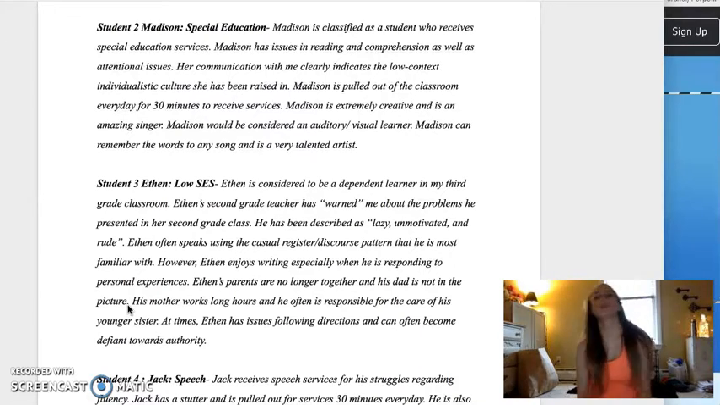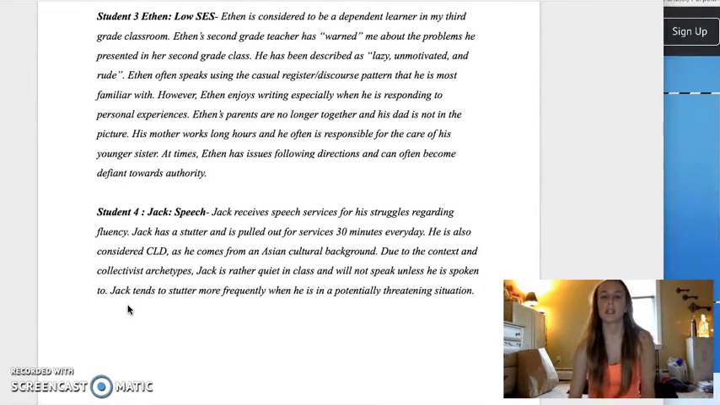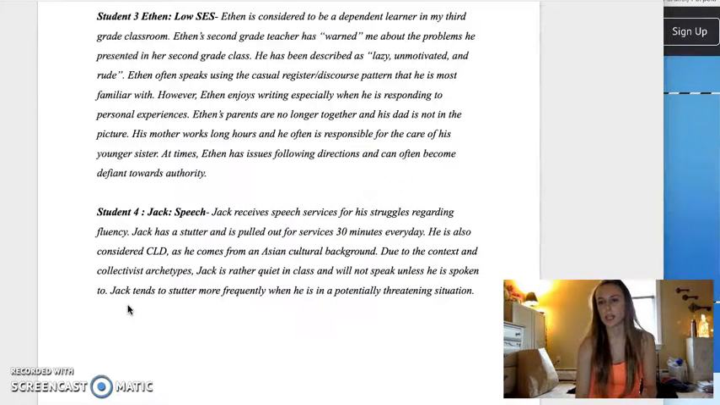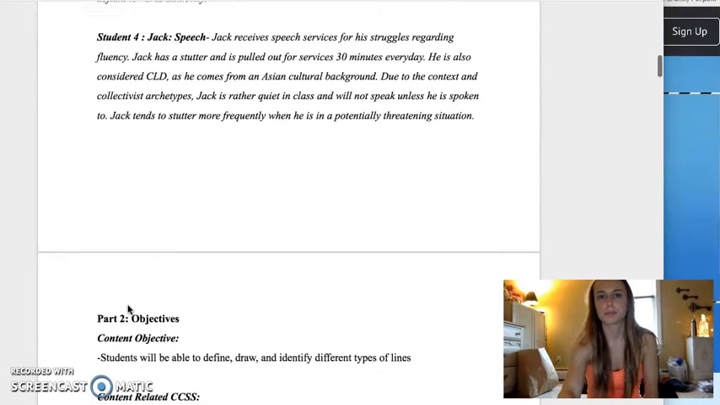I have Madison, who receives special education services for reading comprehension. She's really artistic, a great singer, definitely an auditory and visual learner. Ethan, who is my dependent learner, so he comes from a low SES area. He doesn't really have a relationship with his dad right now. He sometimes is defiant towards authority, and he has a lot of responsibility outside of the classroom.